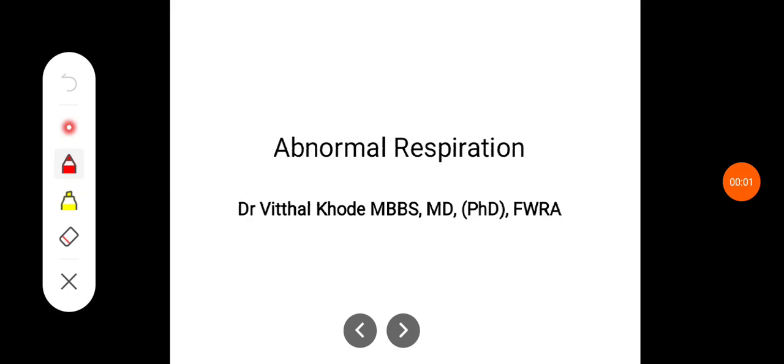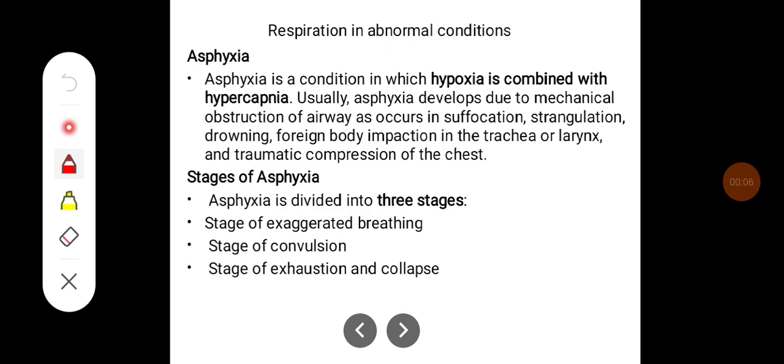Hello everyone. In this class, we'll try to learn about abnormal respiration. Some of the conditions are asphyxia, hypercapnia, and hypocapnia. Asphyxia is a condition in which hypoxia is combined with hypercapnia.